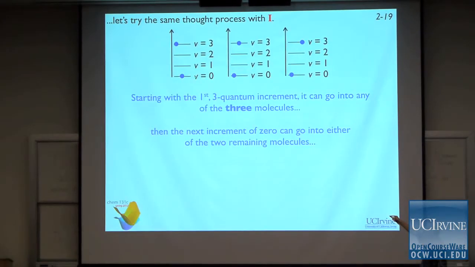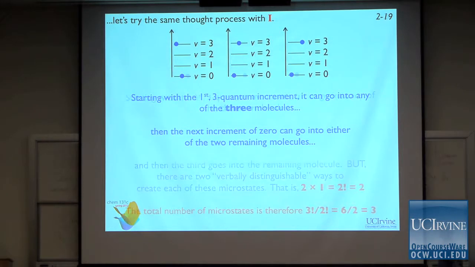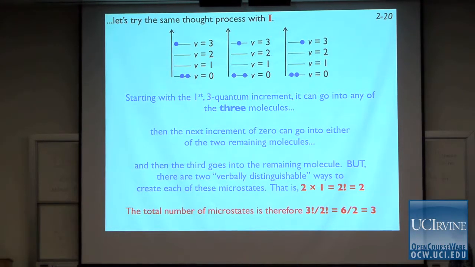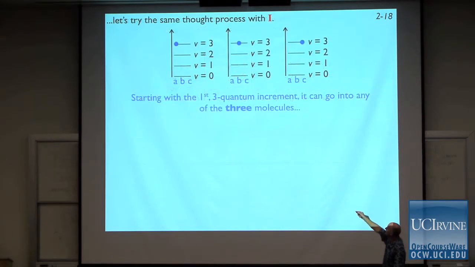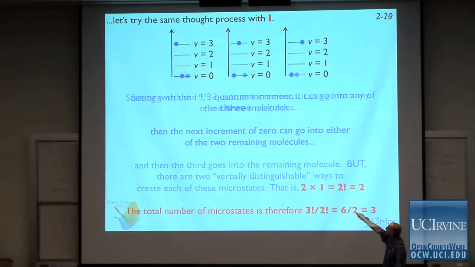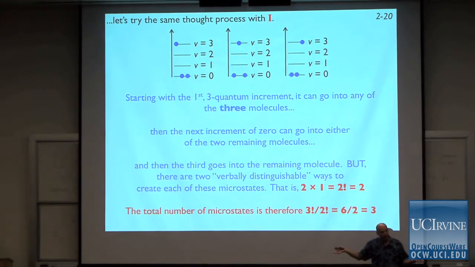Okay, and then the final increment is going to go in the place that's left over. I mean, here it can only go into C. Here it can only go into C. Here it can only go into B. Now, in principle, the counting in this case works exactly the same as it worked in this case. Here we got 6 possibilities. But here I think you can see that there's only the possibility of having 3 microstates that have this configuration.